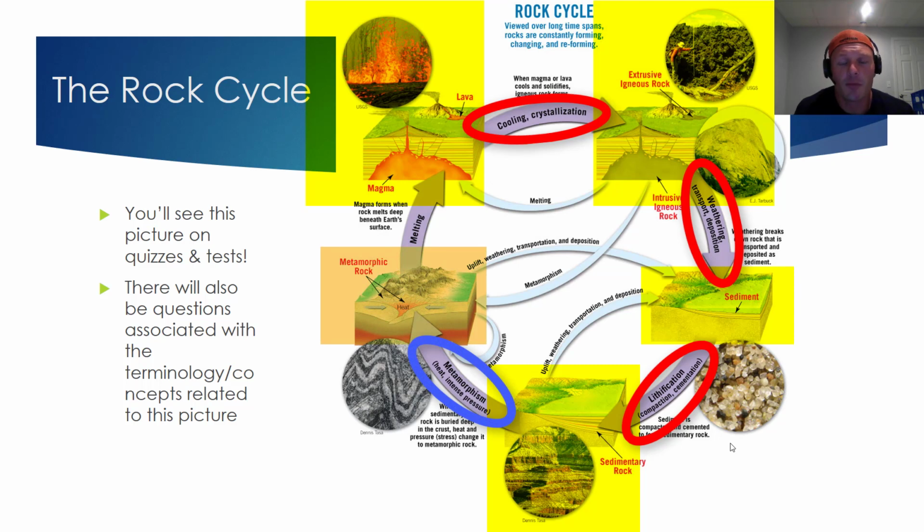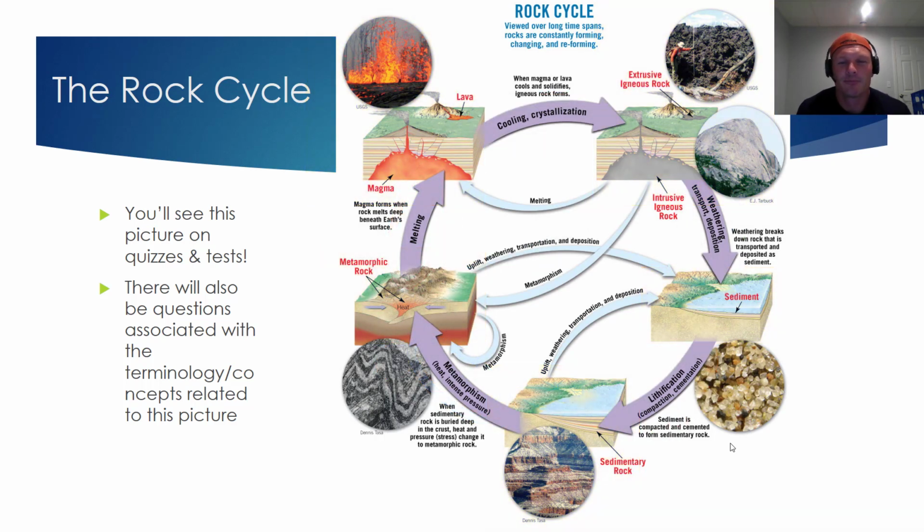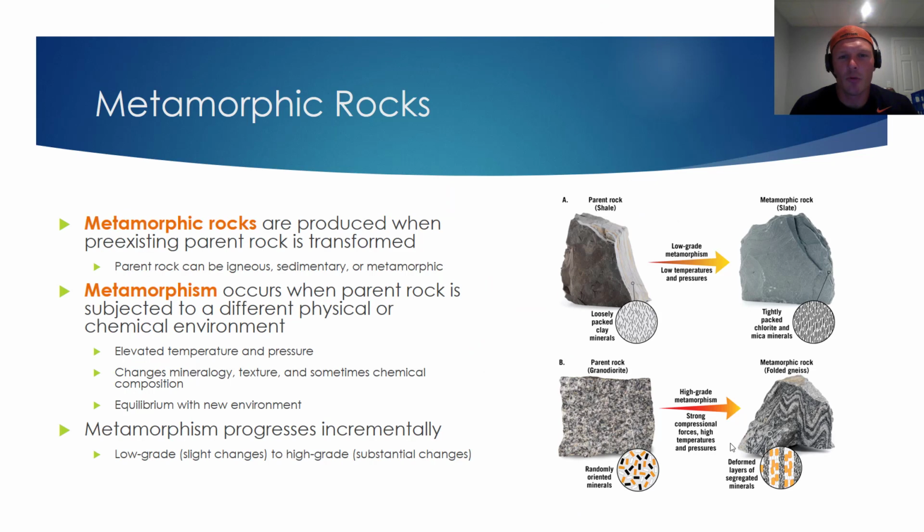And metamorphic rock is produced from pre-existing igneous rock, sedimentary rock, or even other metamorphic rock. Not to get ahead of ourselves, but if metamorphic rock melts deep beneath Earth's surface, it forms magma, and the cycle starts anew. As stated just a moment ago, metamorphic rocks are produced when pre-existing parent rock is transformed.